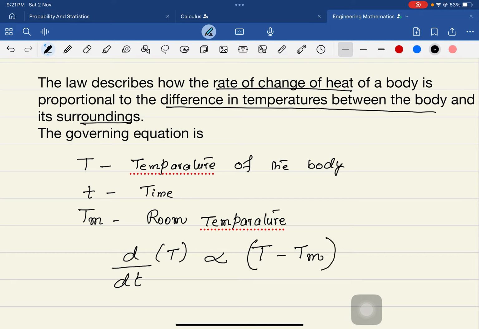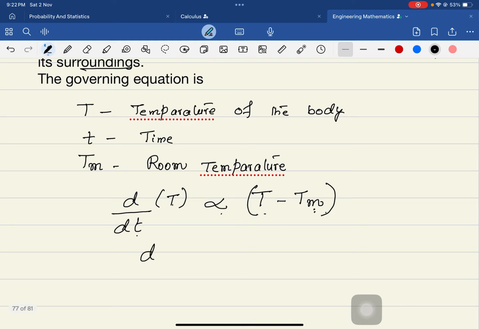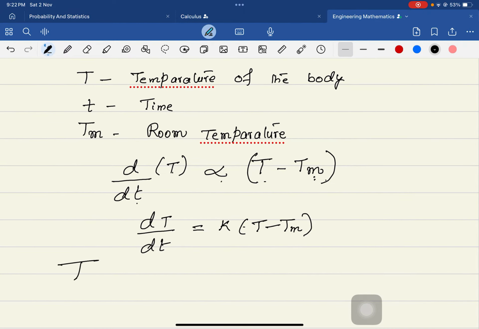So the rate of change of the temperature with respect to the time t is directly proportional to the difference between the temperatures of the body and the room temperature. Is that clear? So now I write this as dT/dt equals some constant k times (T minus Tm). This is called the governing equation. From this equation we are going to find the solution.